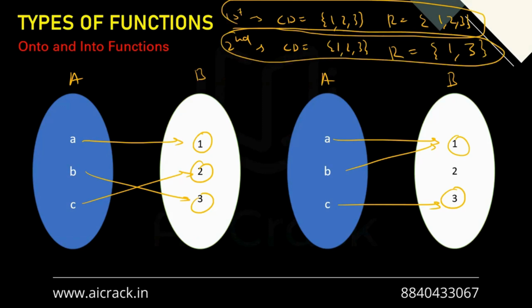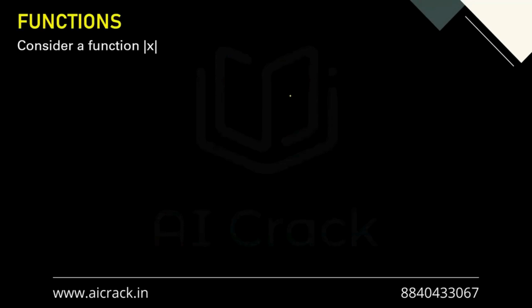So when range equals codomain, we say that the function is an onto function. When range is not equal to codomain, we say that the function is an into function. Okay. We will get to know why we are defining these functions later on, but as of now, let's just focus on the definition of these functions. Now let's take one example. We have modulus x.